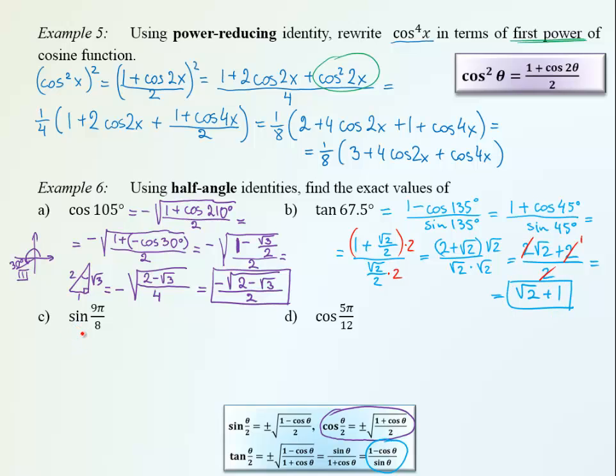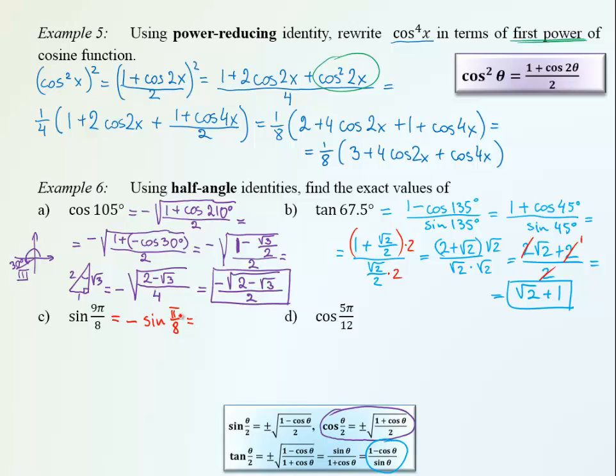Now let's try sine of 9 pi eighths. Well, since 9 pi eighths has a reference angle pi eighths, and 9 pi eighths is actually in the third quadrant, that makes sine negative. So all this can be written as negative sine of pi eighths. And now we can use the half angle identity.